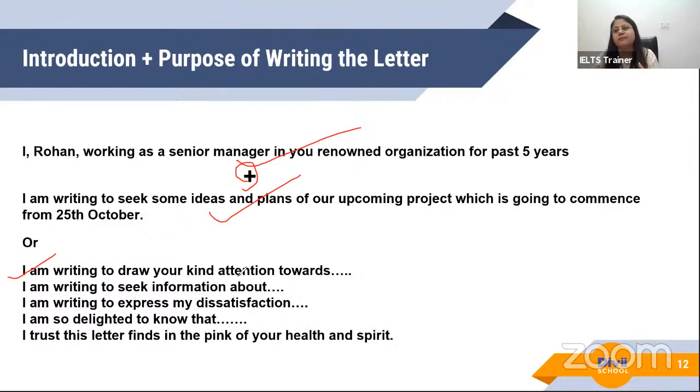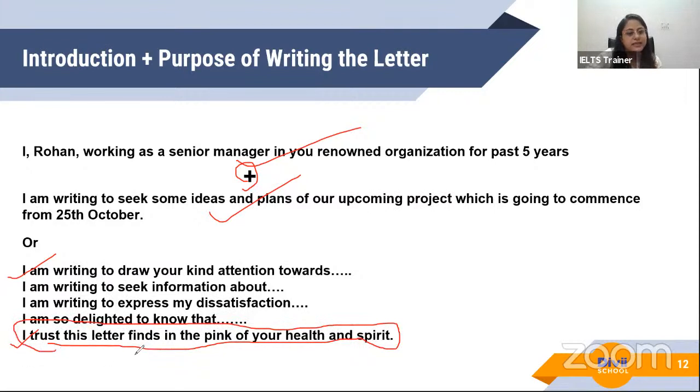Obviously, when you're just writing some informal letter, again, you will not be specifying over there that I, Rohan, your friend, and so forth. No, immediately just after the salutation, you can start your letter. I'm just so delighted to know that you are planning to visit our country in near future. So in this way, you can begin your introduction part. All right, so you have various other ways. I trust this is the one which should be written for just informal letter.